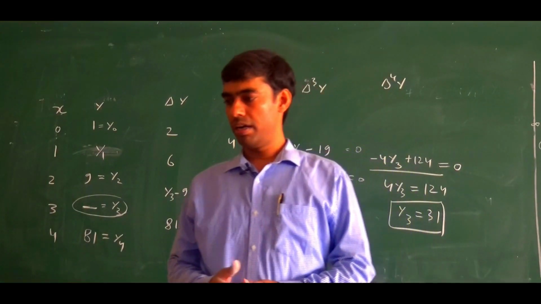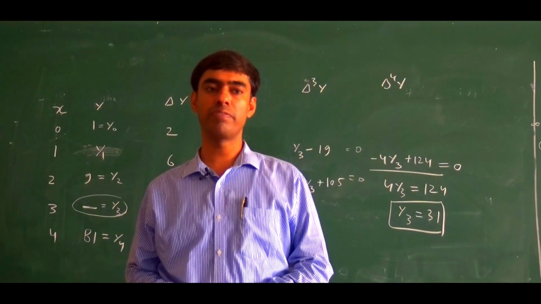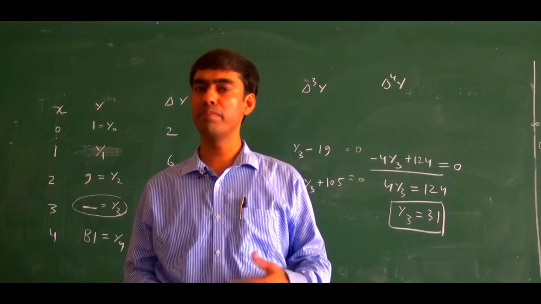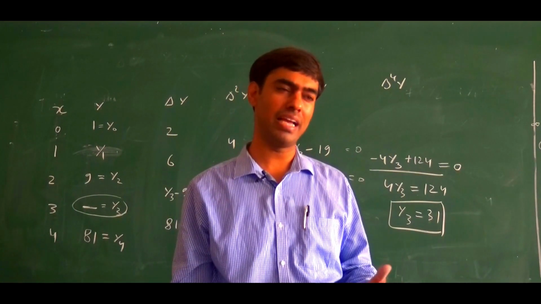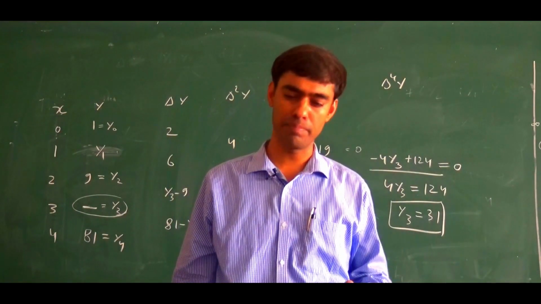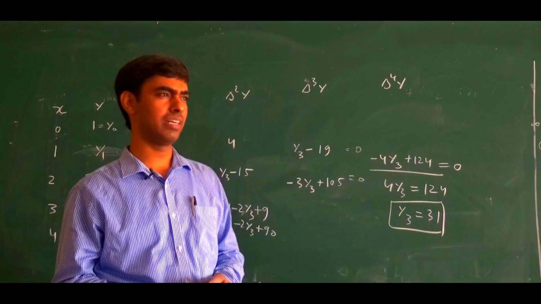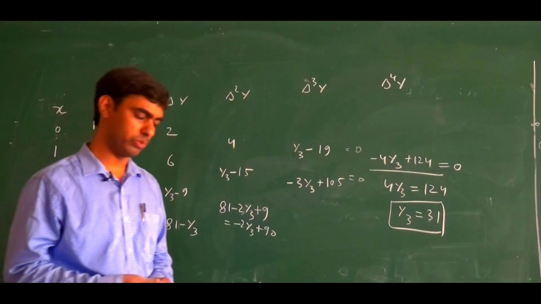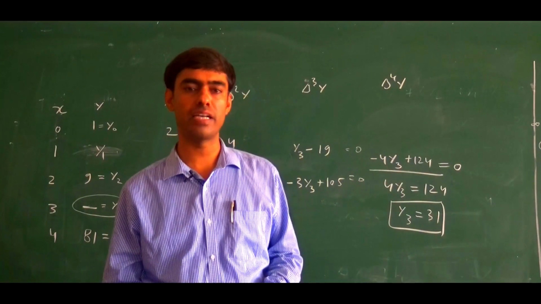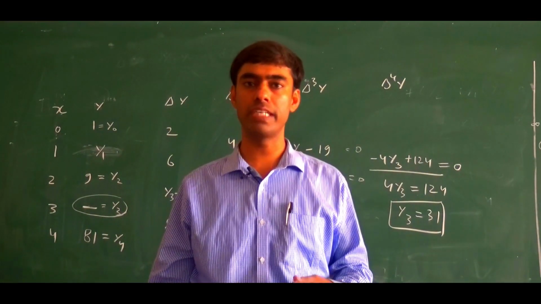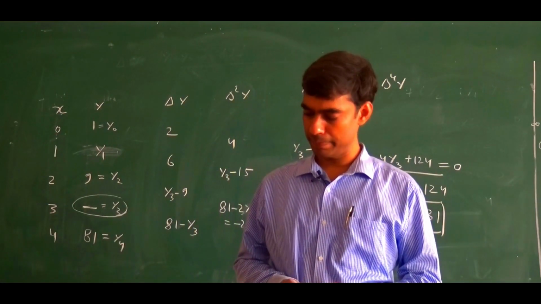Then it depends on how many missing terms and how many known values there are. As the number of known values is larger and the number of missing terms is less, the accuracy is higher in comparison to when missing terms are larger in comparison to known values. So this is one application: how we find the missing term with the help of a difference table as well as a difference operator.